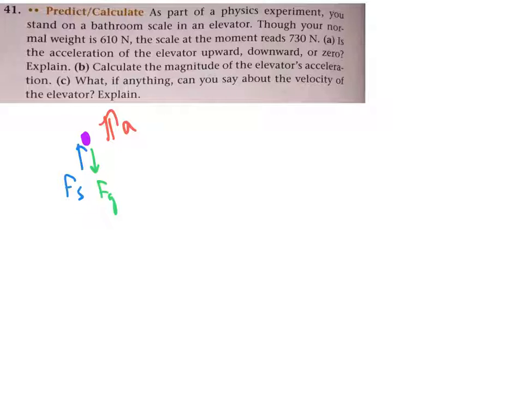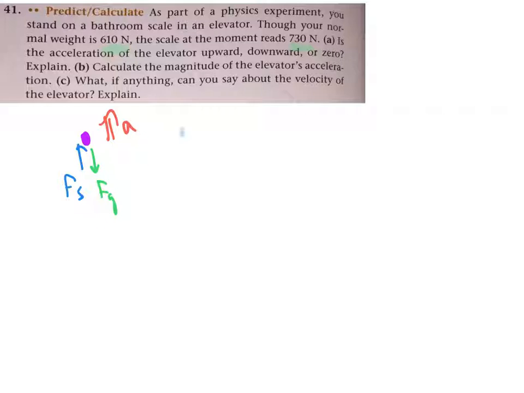If the scale reads more than the weight, and this scale does read more than the weight because it reads 730 even though the weight is 610, then the scale must be pushing harder than gravity is pulling down, and so the object is accelerating upward. So part A confirms my diagram, which is that the acceleration is upward.